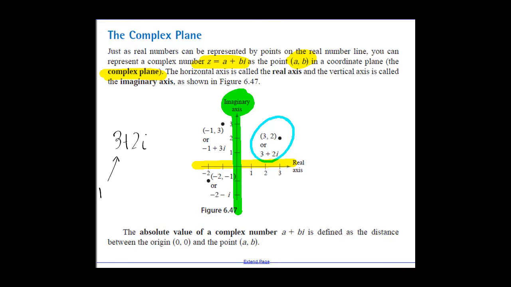I see the 3 is the real, and the 2i is the imaginary. So to plot this point, we go over 3 in the real and up 2. So the absolute value of this complex number is defined as the distance between the origin, which is always 0, 0, and the point a, b, in this case 3, 2. So here, I see my horizontal distance is 3, my vertical distance is 2, so applying the Pythagorean theorem, I see the absolute value of 3 plus 2i would be the square root of 13.